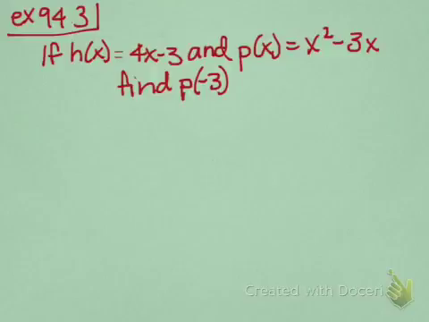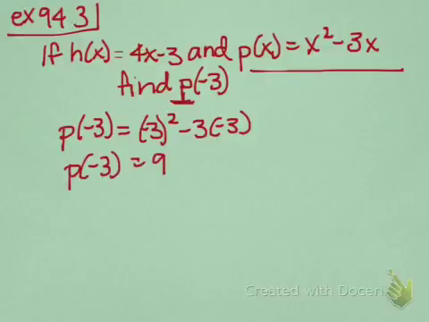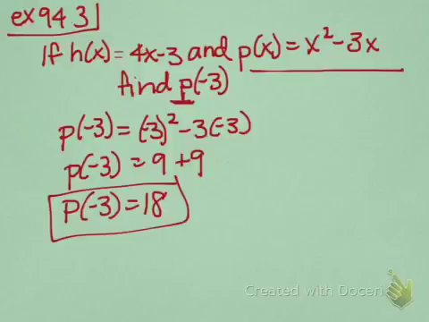Okay, if h of x equals 4x minus 3 and p of x equals x squared minus 3x, find p of -3. So we don't need the h of x function at all because we're just dealing with p. So p of -3, we're going to take it and plug it in for x, is -3 squared minus 3 times -3. So again, I'm using just that p of x equation because I'm dealing with the p in front. So -3 squared becomes 9, and -3 times -3 is also 9. So my solution for p of -3 is 18.